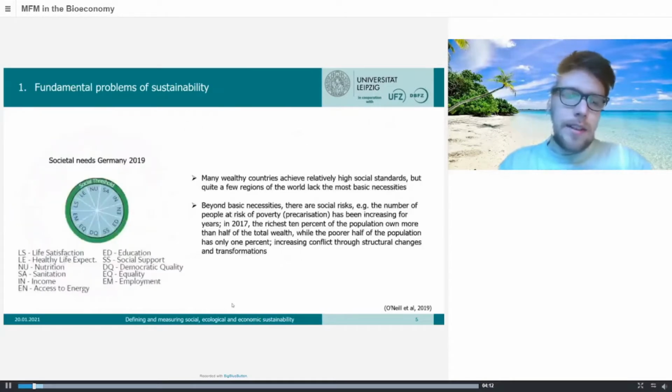So on the other side, we have a thing which you can call societal needs in Germany. So what are societal needs? Societal needs change over time, and they are, of course, globally different, but you can say these are things like life satisfaction, health or life expectation, nutrition, sanitation, income, access to energy, education, social support, democracy, equality, employment, something like that. So it's just to give you an orientation.